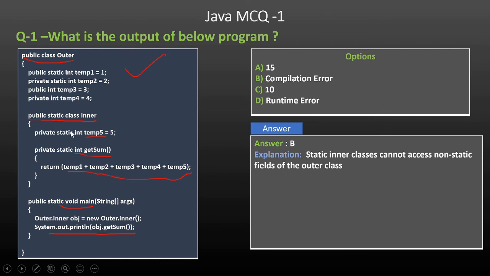This was the main point: this was a static inner class. That's why we won't be able to access these two member variables inside it, and during compilation it will throw an error and give us a compilation error.